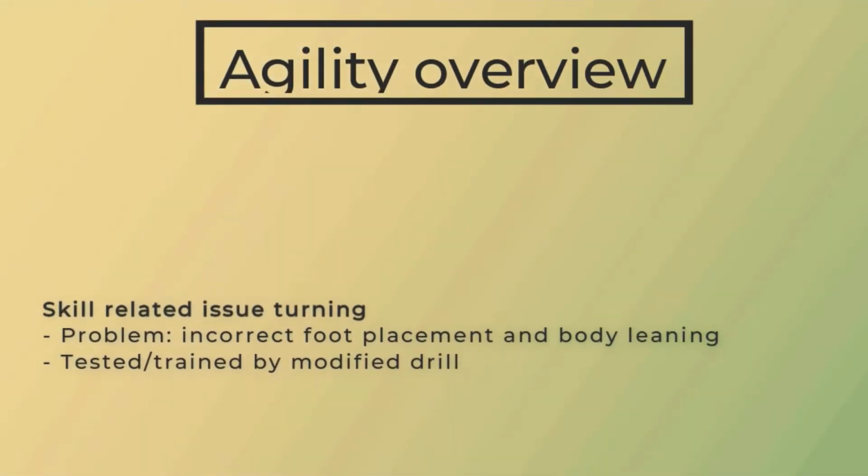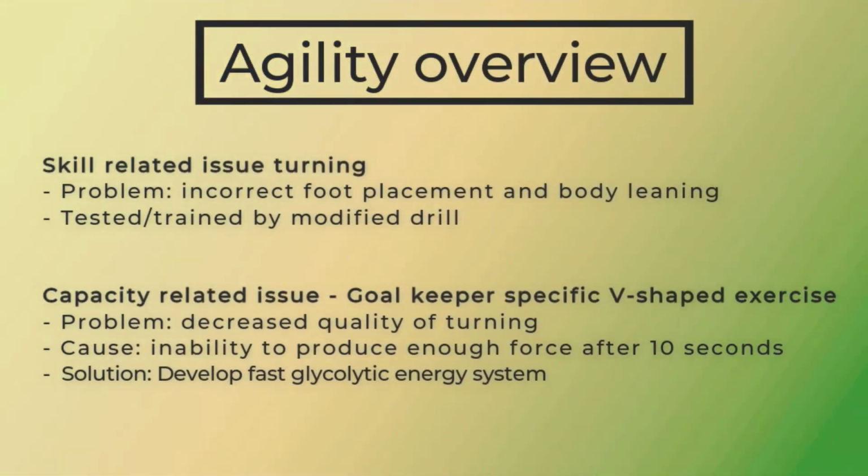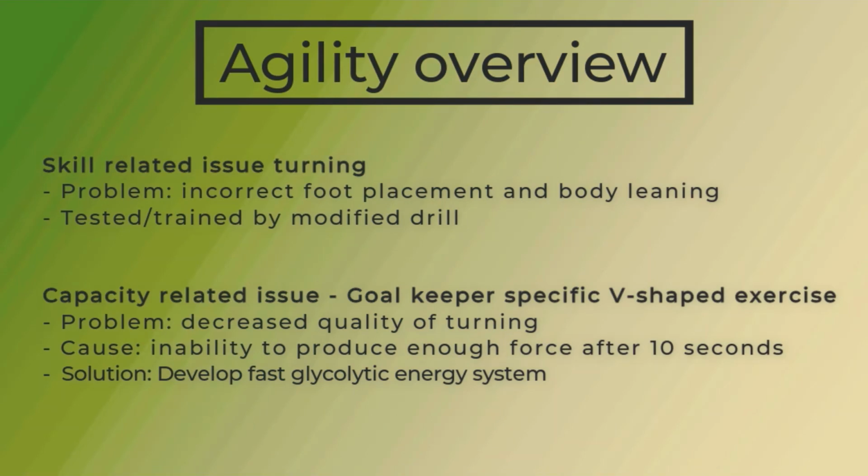We saw 2 issues within agility, where the first one was skill related. The foot placement and body leaning position was incorrect, causing a less efficient turning strategy. By using a modified drill, a better body leaning position and foot placement was provoked, which indicated a skill-related problem was present. The second agility case showed a decreased quality of turning as well.